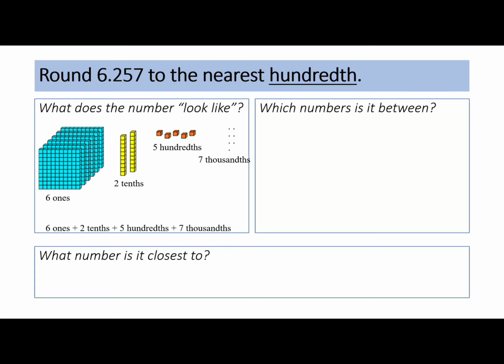257/1000ths. Since we are rounding to the nearest hundredth, I will ask, which two hundredths is 6 and 257/1000ths between? I know that 10/1000ths make 1/100th, so 6 and 257/1000ths is greater than 6 and 25 hundredths, but less than 6 and 26 hundredths. I can see that 6 and 255 thousandths is halfway between 6 and 25 hundredths and 6 and 26 hundredths.